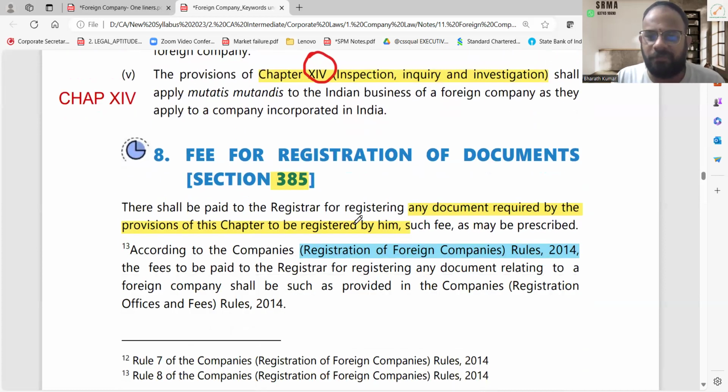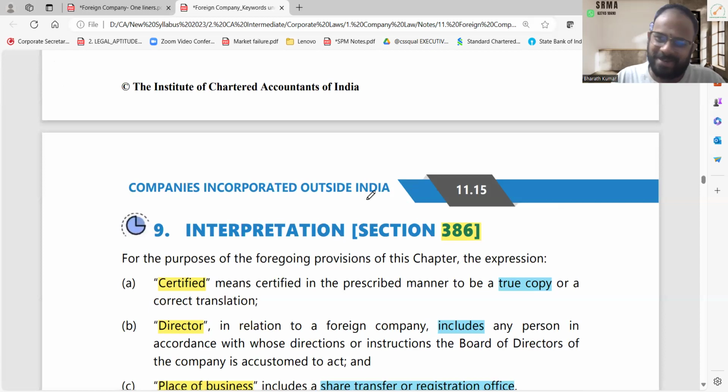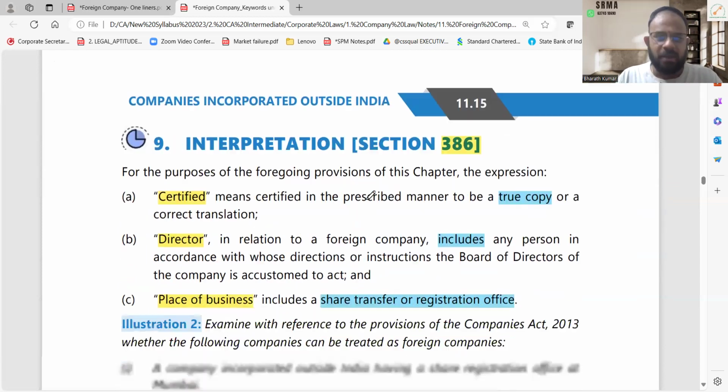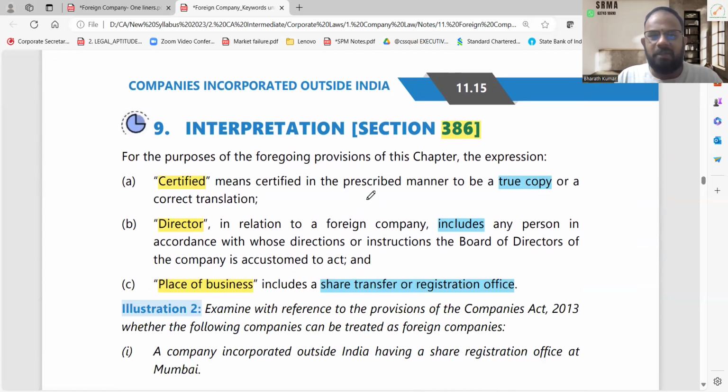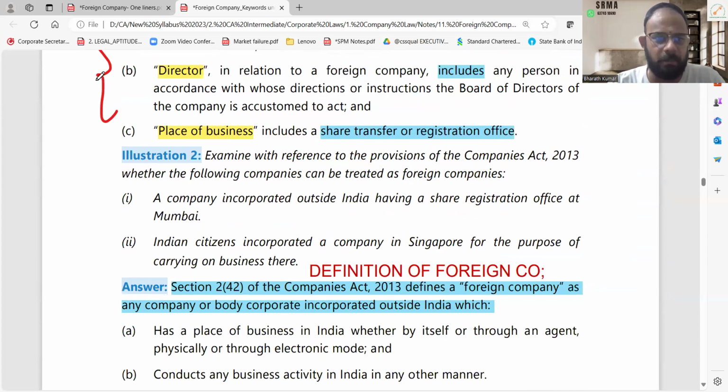Fees, as per what fees? Registration of the foreign company rules 2014 fees will be charged. Okay, that's all is this particular section. I told you, no, it's very simple. Interpretation. They will check who is a certified copy, what is a certified copy, who is a director, who is a place of business. All this is based on what? Is based on definition of foreign company.